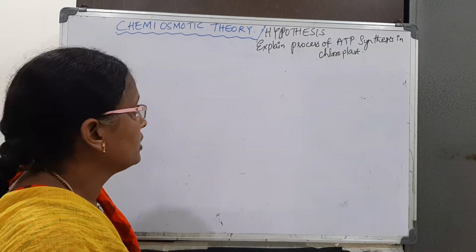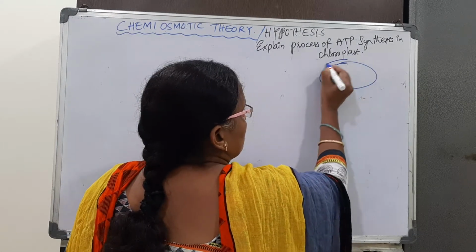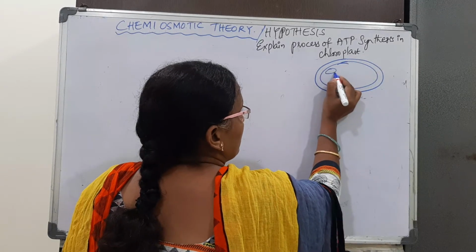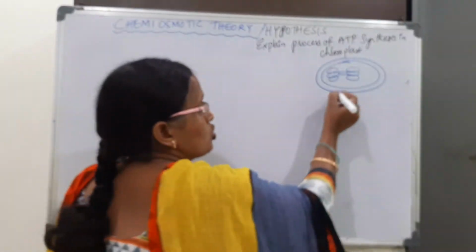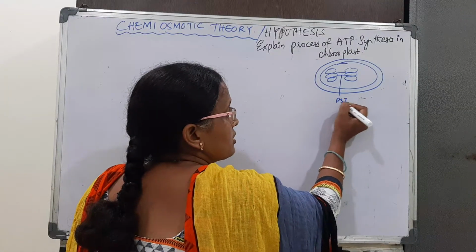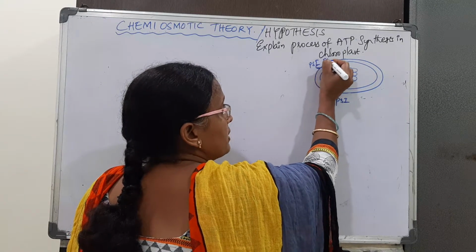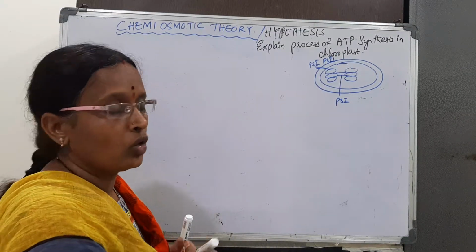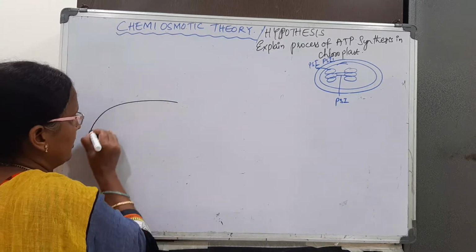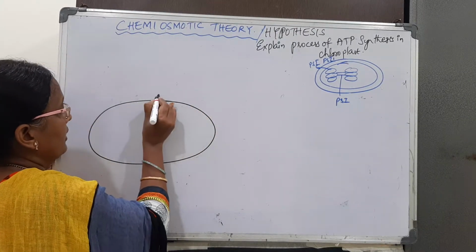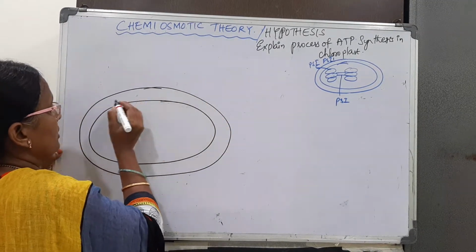Before going to know that, what is exactly thylakoid? So chloroplast is a double membrane cell organelle. This is thylakoid. They are connected with the stroma lamellae. So in the stroma lamellae, PS1 is present. In the thylakoid, PS1 as well as PS2, both the photosystems are located. So we are taking a single thylakoid. This is thylakoid.